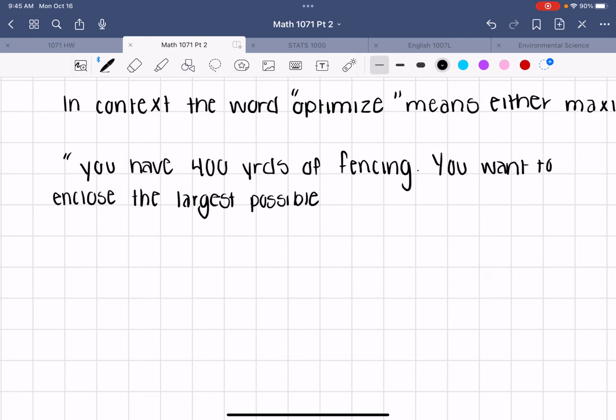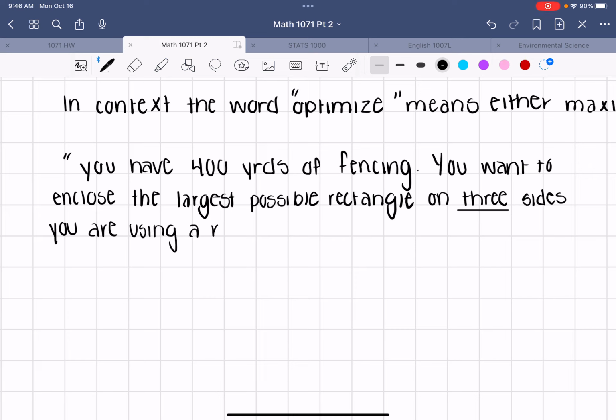So for example, let's say you're at a park. Park's by the river. What you want to do is you're fencing off a parking lot. And so you want to fence off a rectangle on 3 sides. You can use the river for the fourth side. What you have is 400 yards of fencing. And the largest rectangle refers to area.